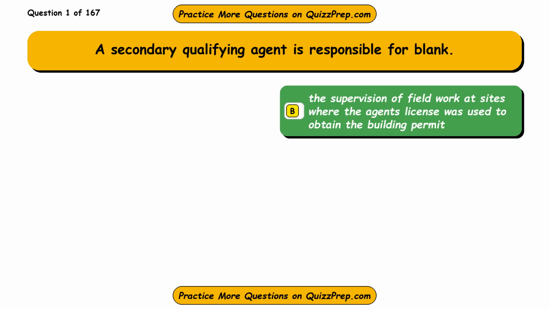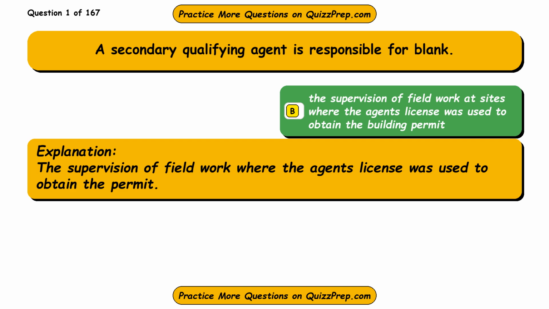The correct answer is option B, the supervision of field work at sites where the agent's license was used to obtain the building permit.